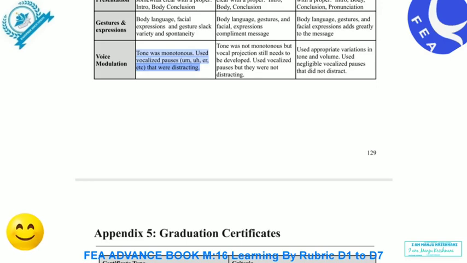etc., that were distracting. Sentence structure is fairly clear with a proper intro, body, conclusion. Body language, gestures, and facial expressions complement the message. Tone was not monotonous, but vocal projection still needs to be developed. Used vocalized pauses, but they were not distracting.